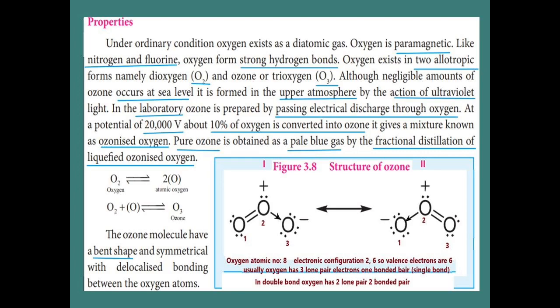This is the structure of ozone. It has a bent shape and it is asymmetrical, with delocalized bonding between the oxygen atoms, that is, the electrons are moving, so we get two resonance structures for ozone.